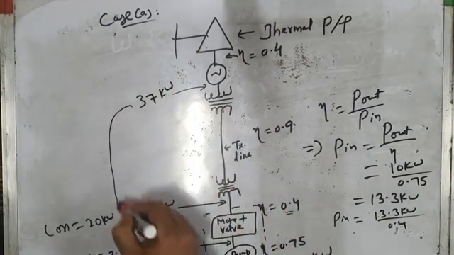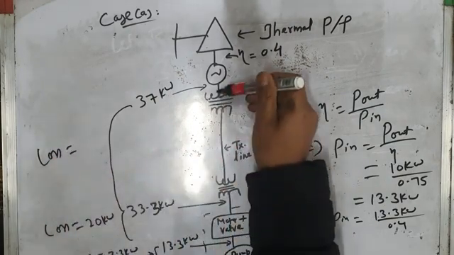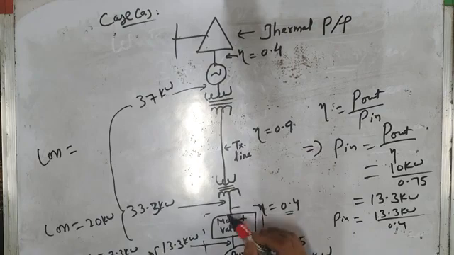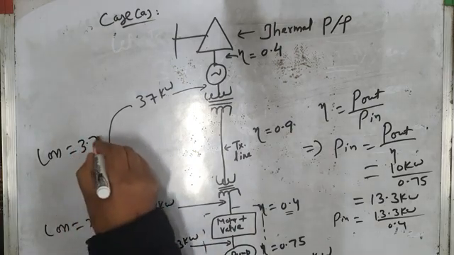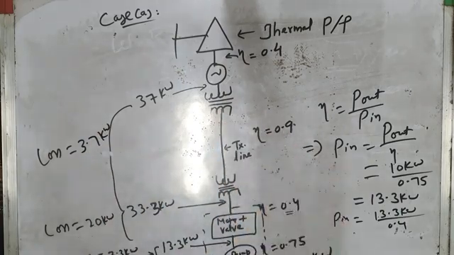So therefore, how much is the loss from here to here? The transmission line input power is 37 kilowatts, which is the output of the generator. And at the output of the transmission line, or input to the motor, the power is 33.3 kilowatts. So loss is 37 minus 33.3, and this is around 3.7 kilowatts. The loss is around 3.7 kilowatts. It's a small power loss because the efficiency of the transmission line is 90%.